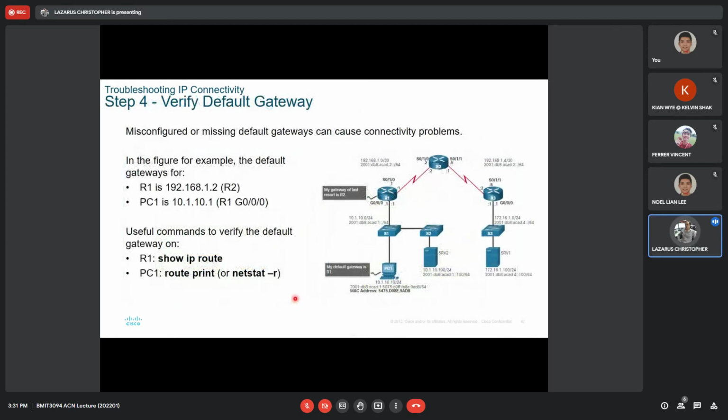Verify your default gateway. This can also be configured at the PC. So make sure your PC's default gateway address is the address of the interface on the router that's facing the network. Basically, sometimes you forgot to set the default gateway, or you made a typo, whether at the PC side or at the router side.